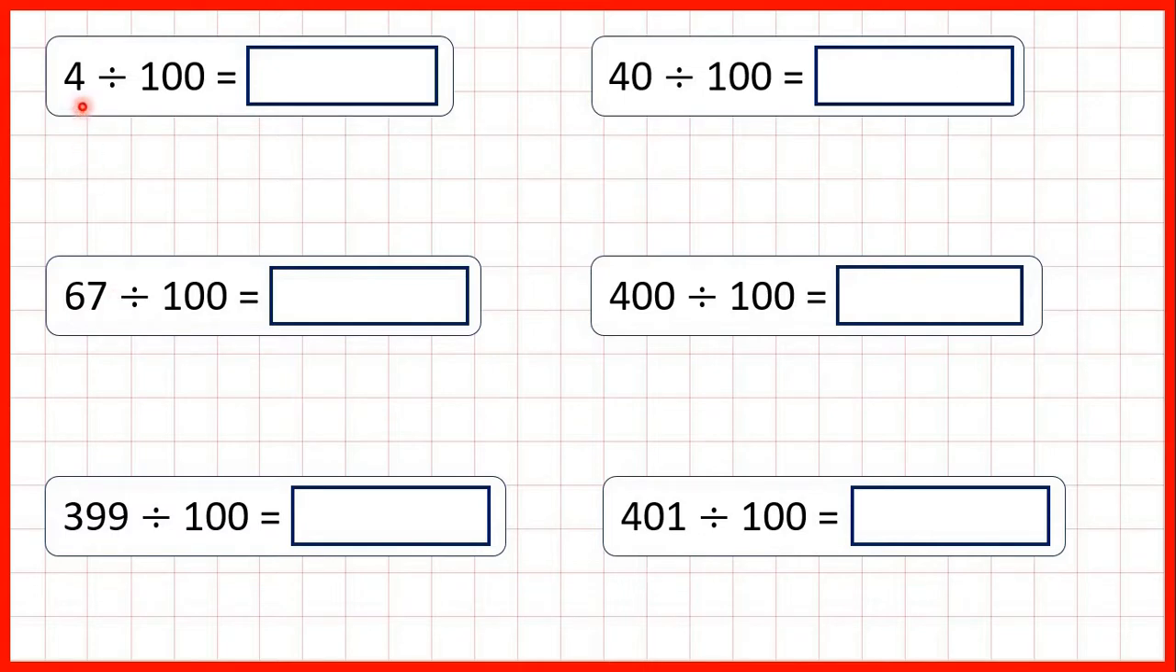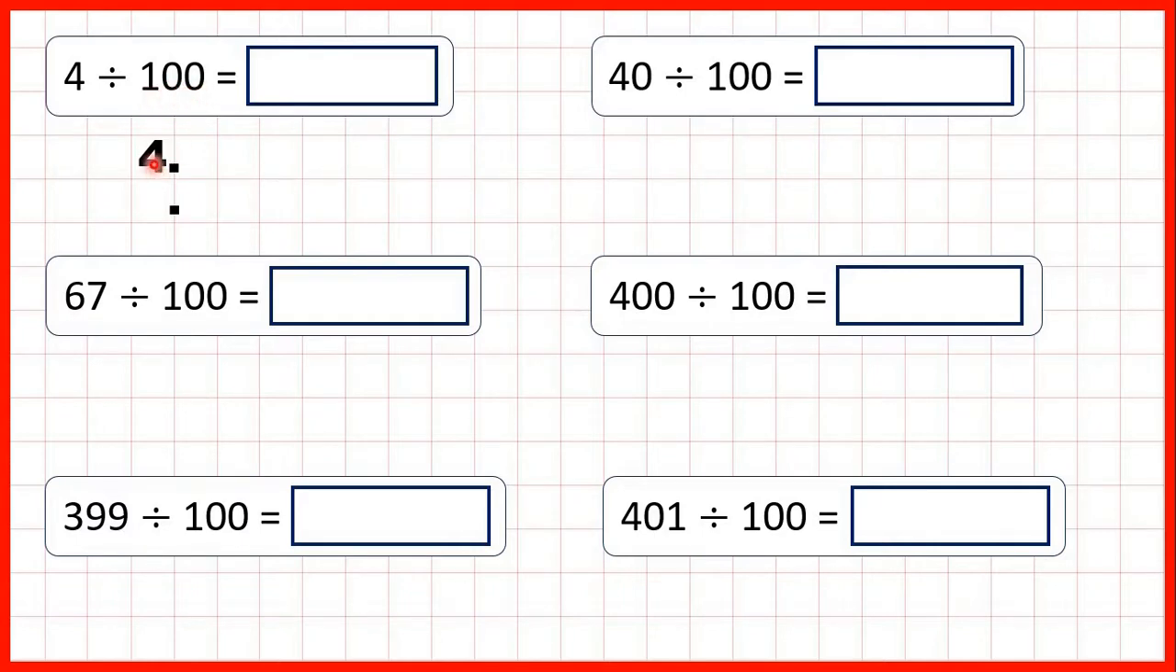So first, we have 4 divided by 100. So what we can do is write out the number 4 and then put a decimal point on the end, because remember, we really have an invisible decimal point on the end of every whole number. Then we copy down the decimal point. Now we're dividing, so the number is going to get smaller, because when you divide by any number larger than 1, your answer gets smaller. And we're dividing by 100, which has 2 zeros.